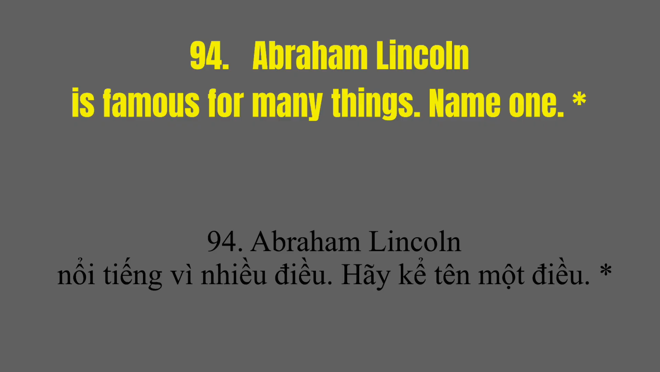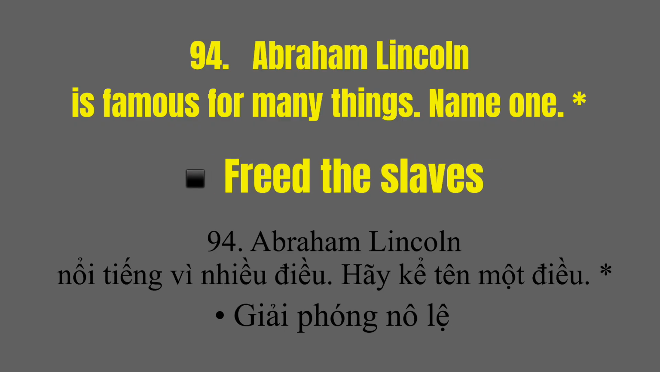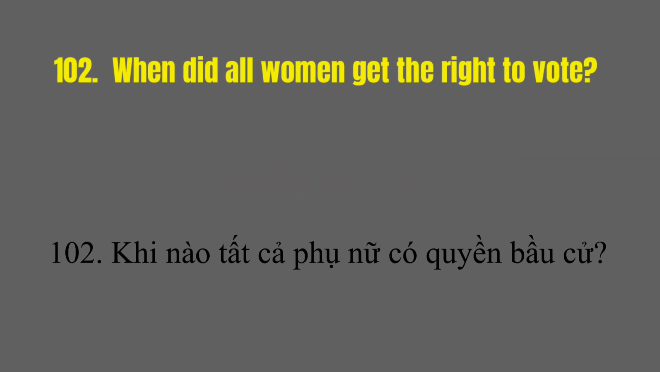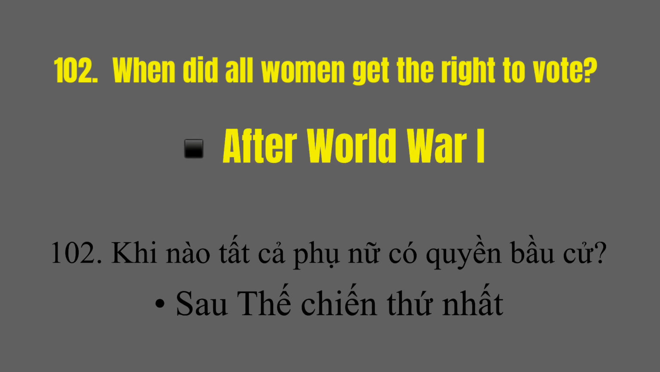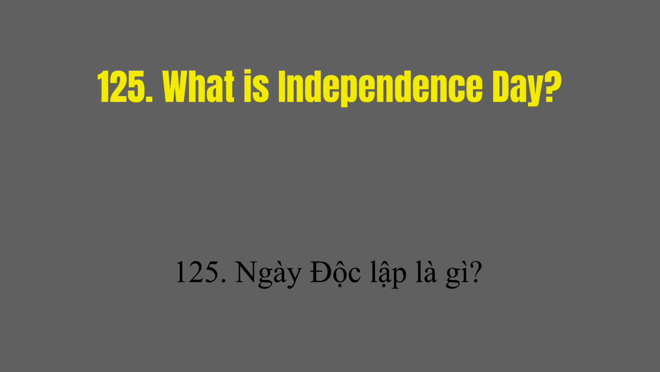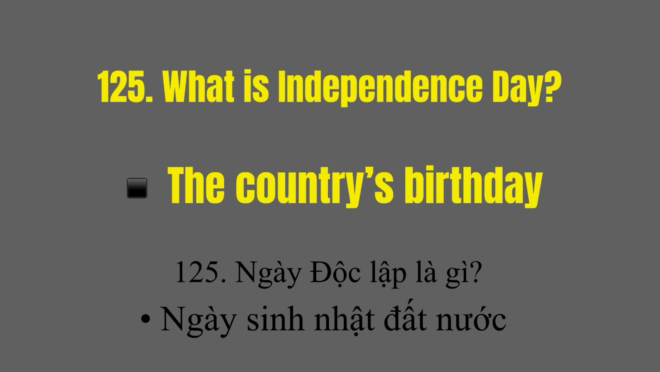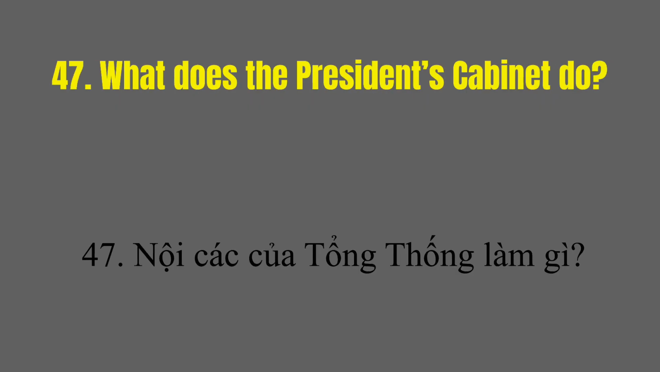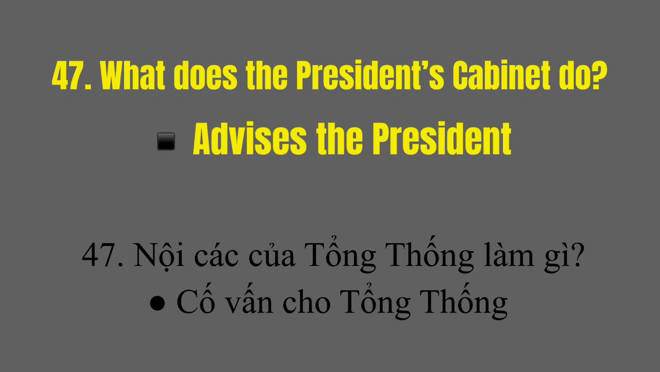Abraham Lincoln is famous for many things. Name 1. Freed the slaves. When did all women get the right to vote? After World War I. What is Independence Day? The country's birthday. What does the President's Cabinet do? Advises the President.